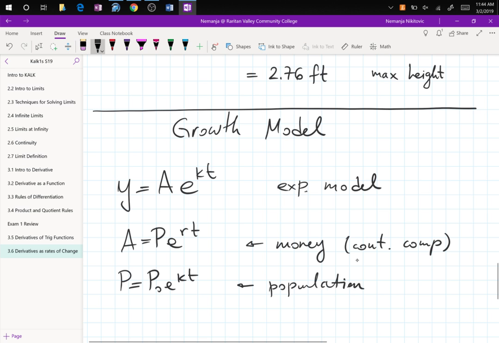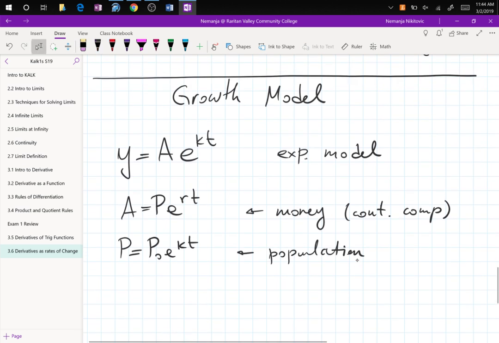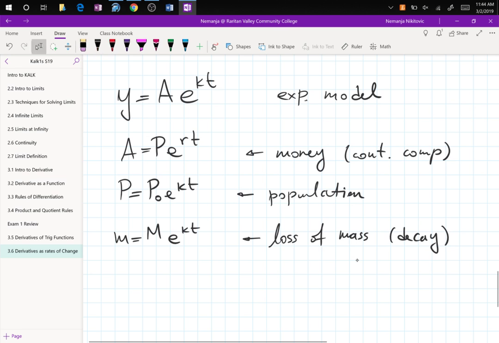To talk about biology, population of tigers or amoeba, I don't care what it is. Then you have that the mass is equal to initial mass e to the kt. This is loss of mass, also known as decay, and you have a whole spiel of things under this umbrella.